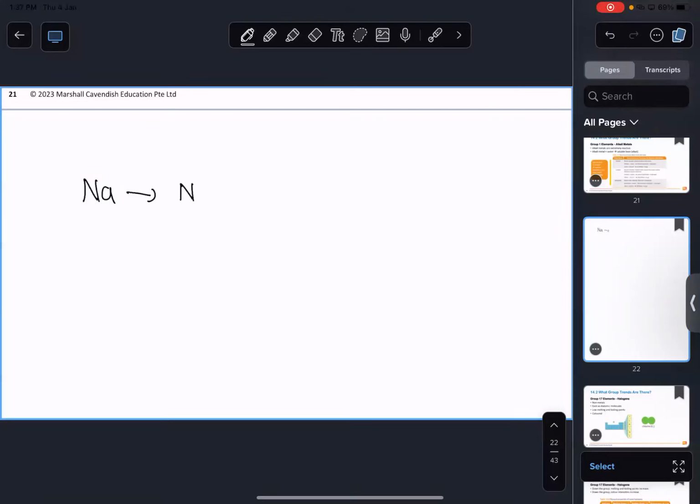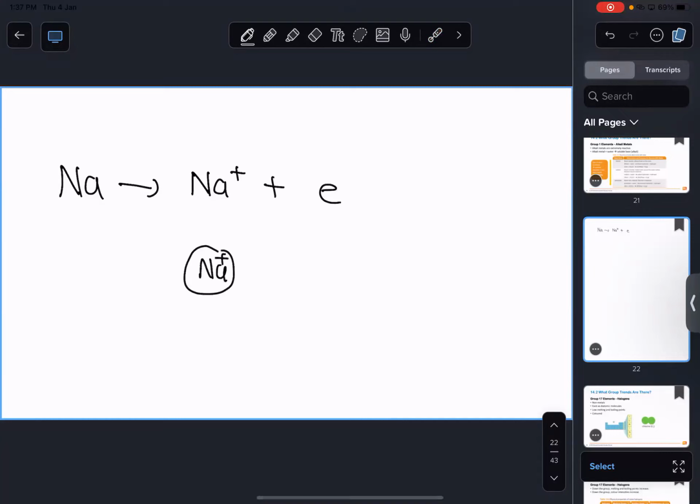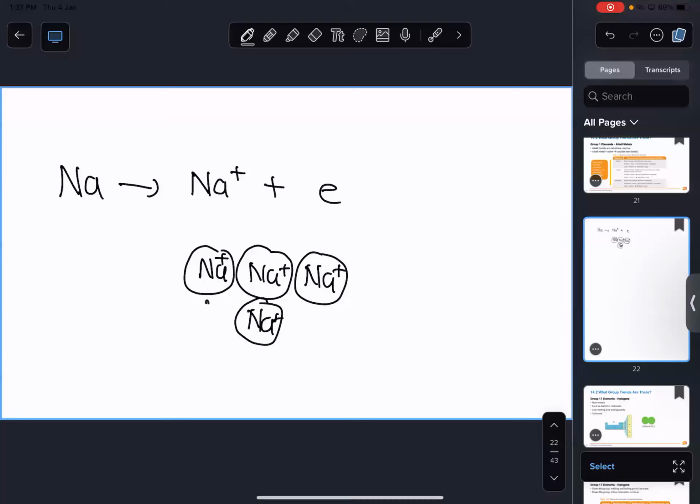Na plus. Then, and what else? The electron. This thing here represents your metallic bonding. It's between the sodium cation as well as the sea of delocalized electrons. Can you remember or not? The metallic bonding will look like that. You have a lot of sodium ions, then you have a sea of delocalized electrons. Something like that.